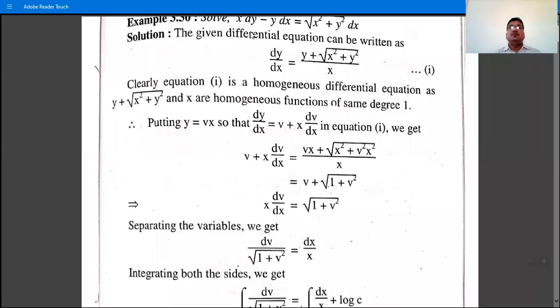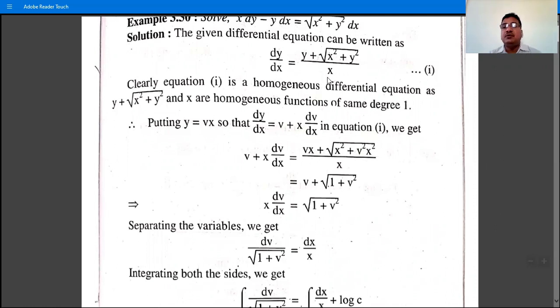Next example of homogeneous differential equation. Solve x divided by x dy minus y dx is equal to root x square plus y square dx. So shift this y dx to RHS and take dx as common, and then shift this dx to LHS and this x to RHS. We have dy by dx is equal to y plus root x square plus y square divided by x.